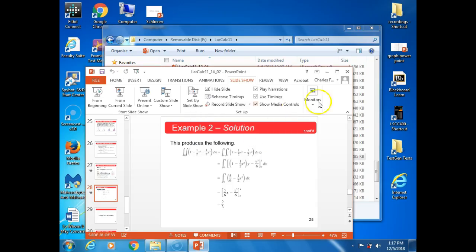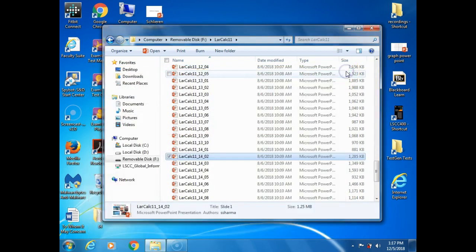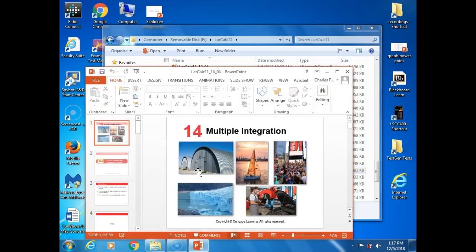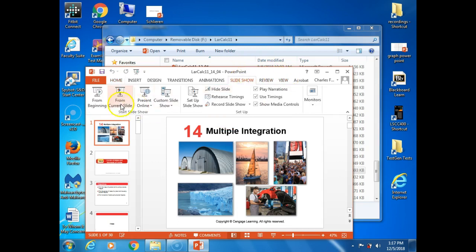All right. Now, we're through with that section. Let's go to, like I said, we're going to skip the polar coordinates for now, and we won't have time for it. Let's go to 14.4. And we probably aren't going to have time to finish this, but let's do as much as we can. All right, slideshow from current slide.